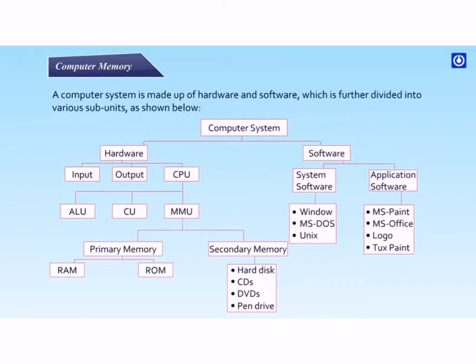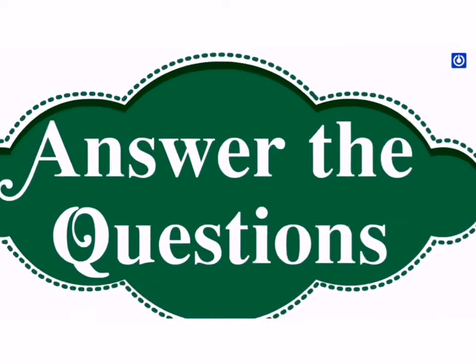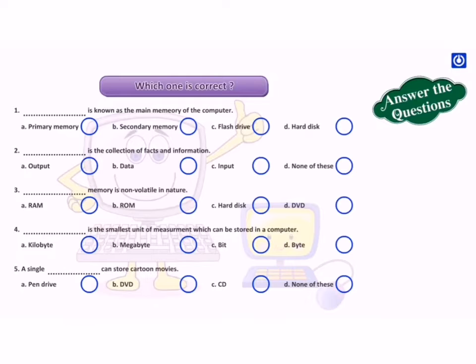A computer system is made up of hardware and software, which is further divided into various subunits as shown below. Which one is correct?